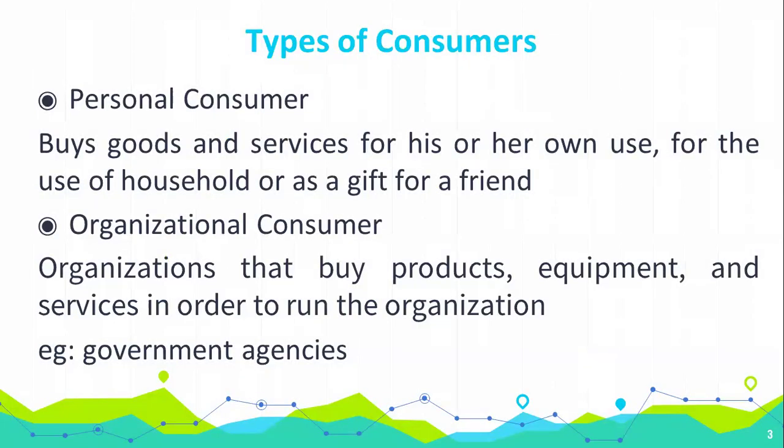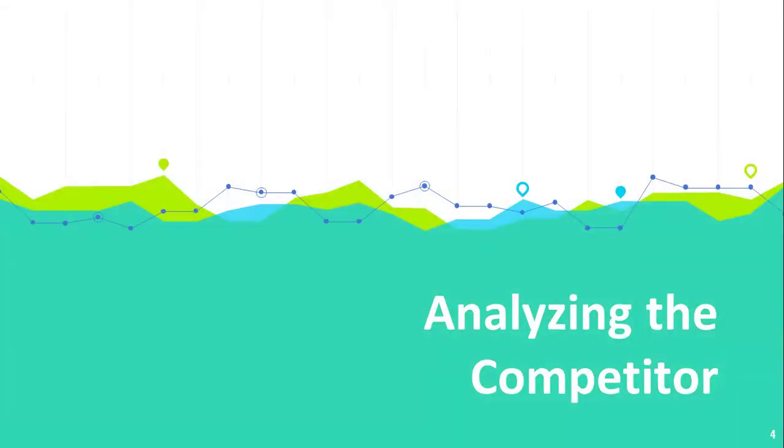So we discussed two types of customers, the consumers: the personal consumers and the organizational consumers. If a person purchases a product for his own use, for his household use, or as a gift for a friend, we call it a personal consumer. But if an organization is purchasing some goods or services in order to run the organization, then that consumer is an organizational consumer, right? Then who is a competitor?